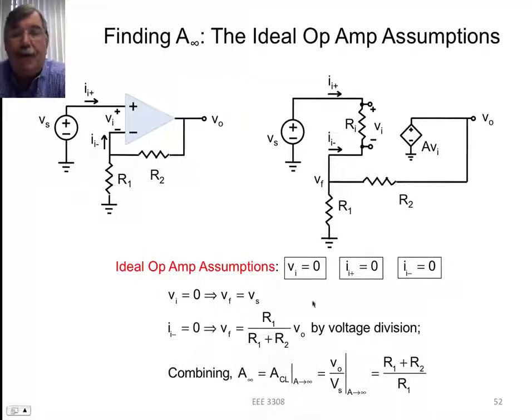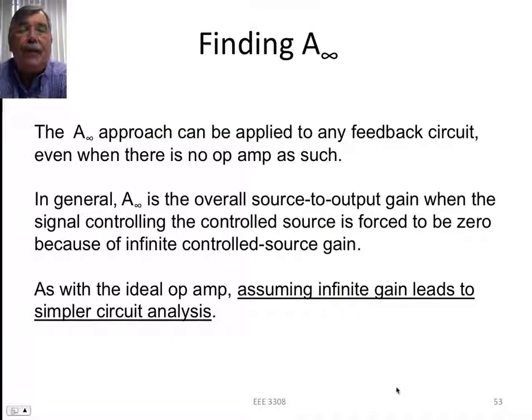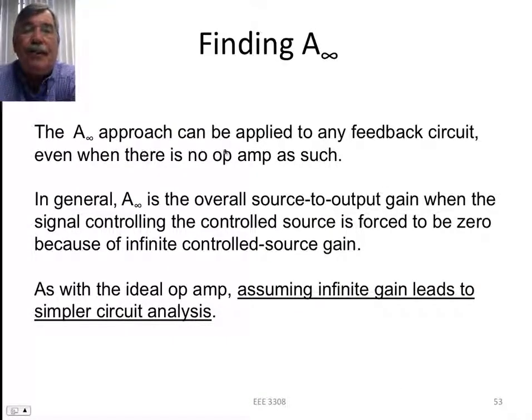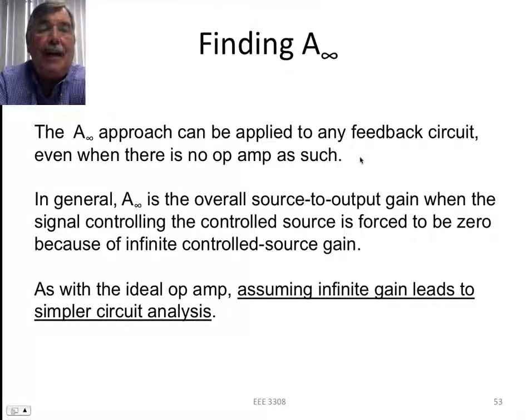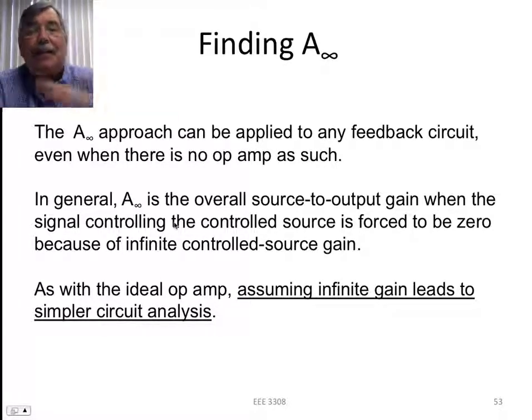If A goes to infinity, which is to say we have these ideal assumptions, it's just 1 plus R2 over R1. The thing that's nice about this is that you can apply this A infinity approach to any feedback circuit. You don't actually have to have an op-amp. In general terms, A infinity is just the value of the overall source to output gain when the signal that's controlling the control source is forced to 0 because of the infinite gain of the control source. And the key thing is that assuming infinite gain gives you a simpler circuit analysis.